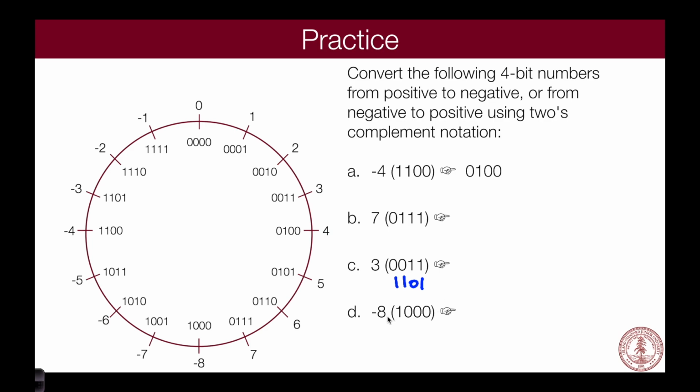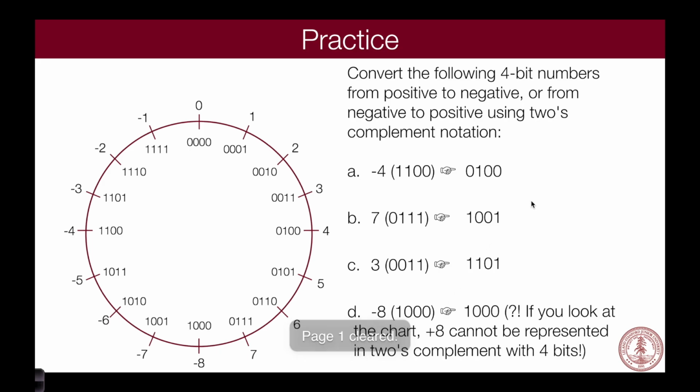And then we already said negative 8 is that interesting one. Let's go down and write all the numbers until we get to a 1, and then we're done. Or you can do the practice we did before, where you flip all the bits and add 1, and you end up getting back 1, 0, 0, 0. Okay, so that's the practice with those. Remember, no positive 8 in 4-bit 2's complement notation.